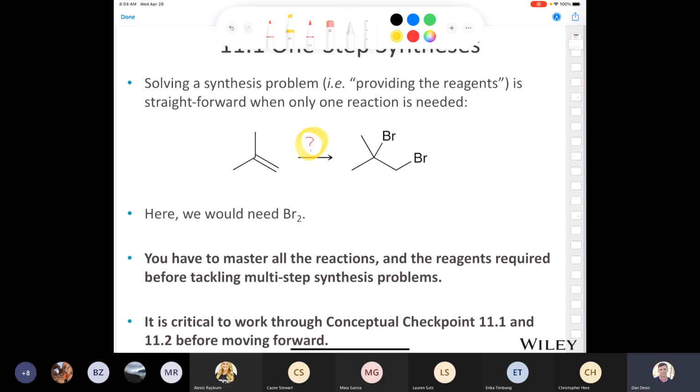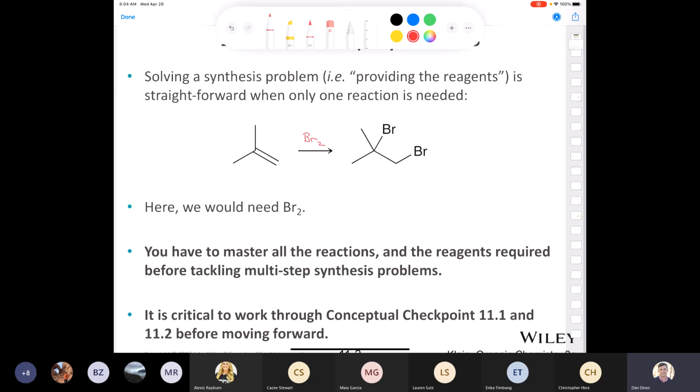Now here we're taking an alkene and we're making a vicinal dibromide, an alkyl dibromide. So we're going to need to use bromine, and of course that proceeds through the bromonium ion. Either way, in this case, stereochemistry isn't a consideration because we don't have any chiral centers in the products. But anyhow, this is the kind of thing you have to be able to do, to be able to provide the reactions.